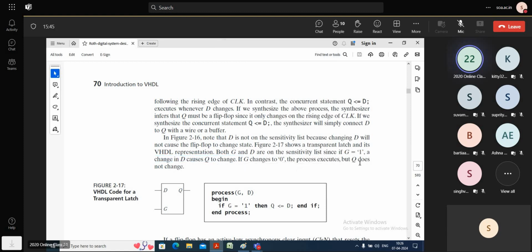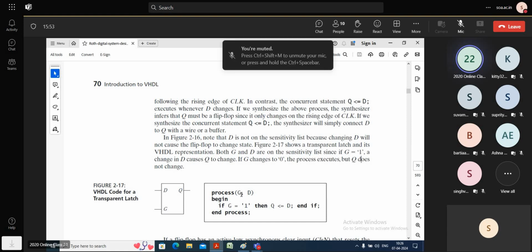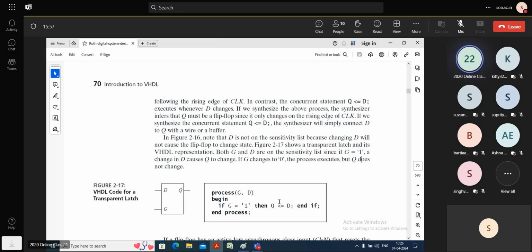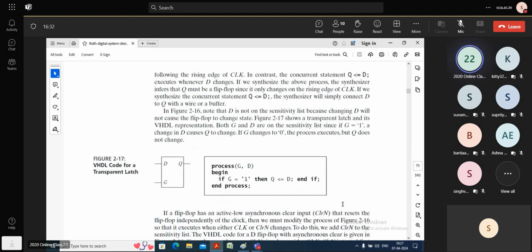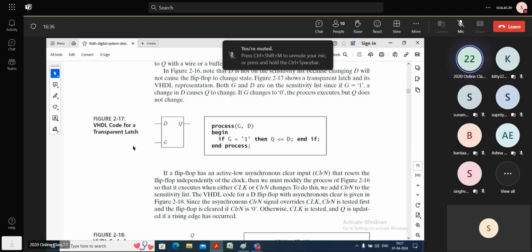If G changes to 0, the process will execute, because G is in the sensitivity list, but Q will not change, because we have put the condition if G equal to 1. Only if G equal to 1 will this statement be executed. Otherwise, the process will execute, but we have not written any condition for G equal to 0, so nothing will happen. If G equal to 1 and there is a change in D, then Q will become equal to D. Okay, so this is the VHDL code for the transparent latch.